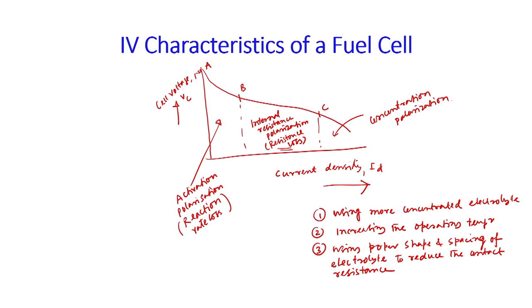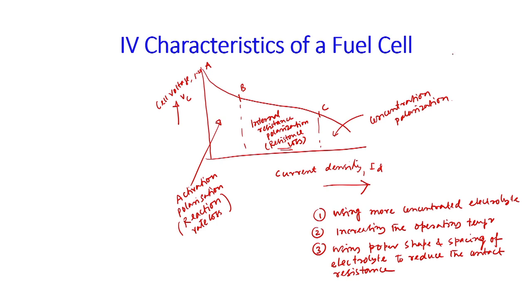And third category is concentration polarization. This type of polarization tends to limit the current drawn from the cell. It is related to mass transport within the cell and may further be subdivided into two parts. First one is electrolyte polarization and second one is gas side polarization.